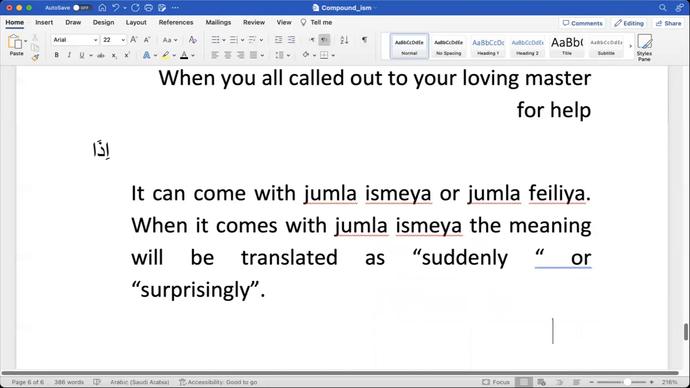So for the Quran, we can give an example. Allah says about Musa alayhi salam: فَأَلْقَاهَا فَإِذَا هِيَ حَيَّةٌ تَسْعَى. Same إِذَا.